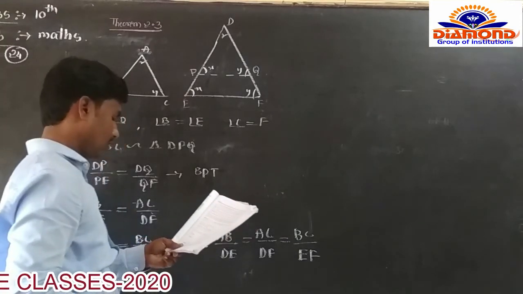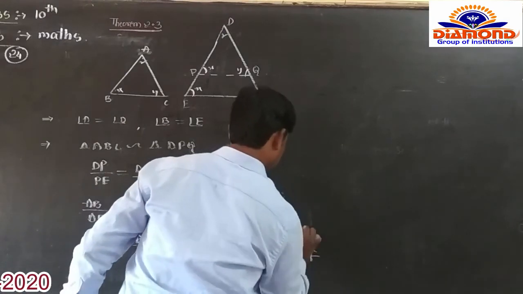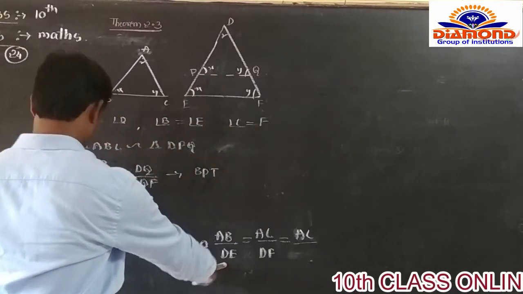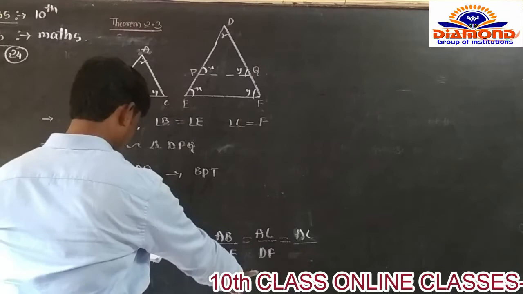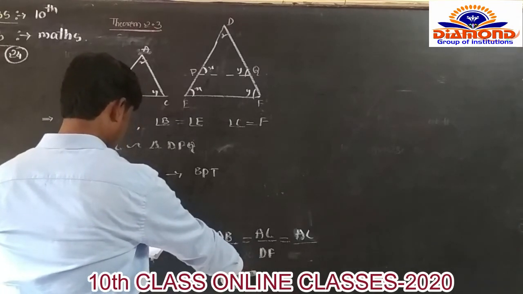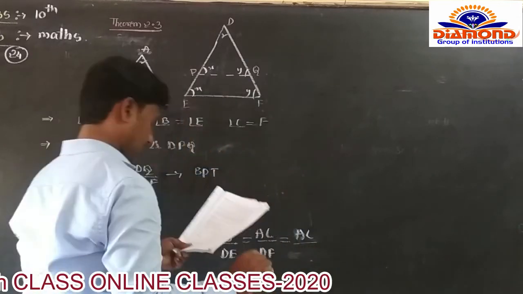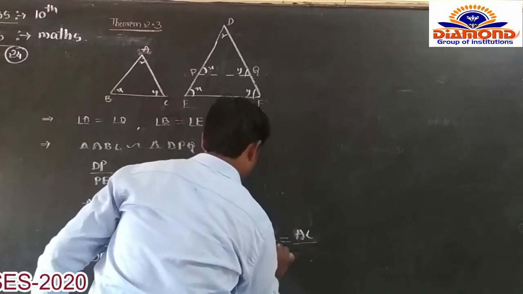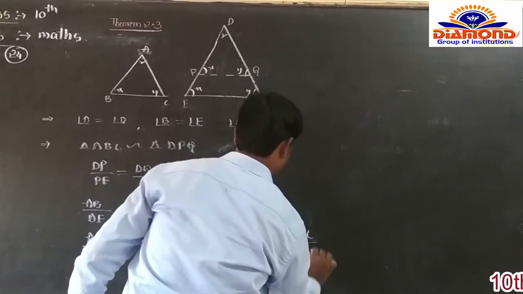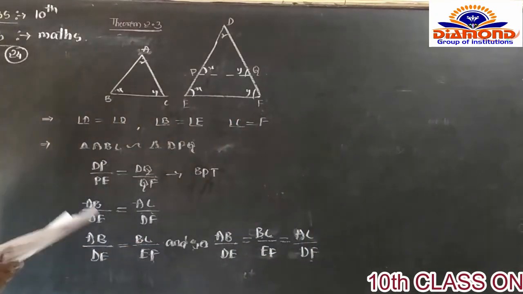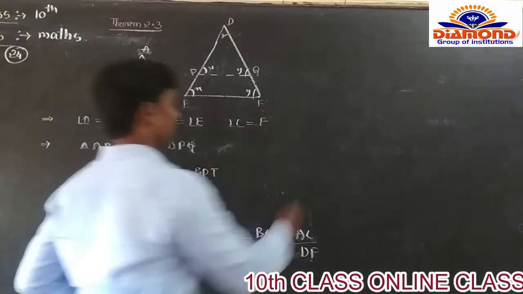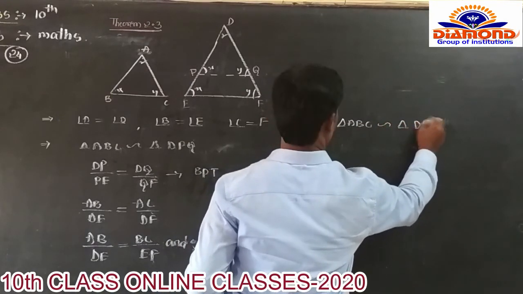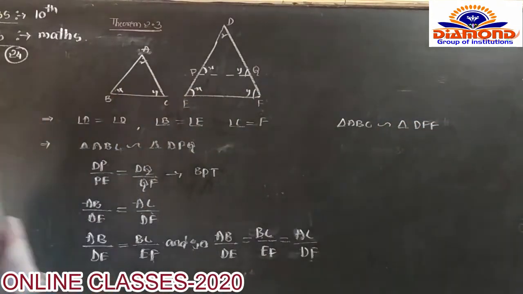So AB upon DE, and BC upon EF, and here AC upon DF. Both sides are proportional. BC upon EF, and AC upon DF. All sides are here proportional. All sides are proportional means we can say, therefore, triangle ABC is similar to triangle DEF. Both are the proportional sides here, students.